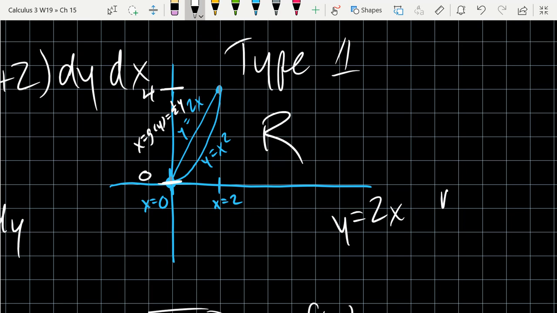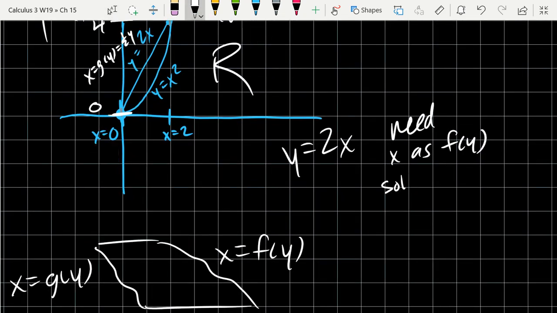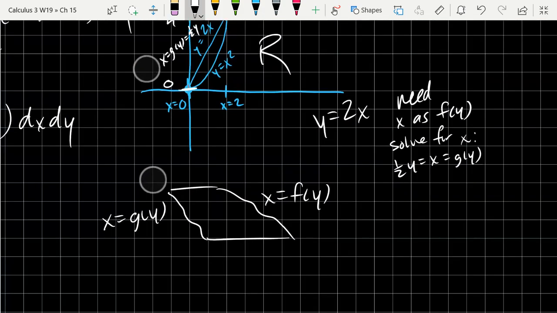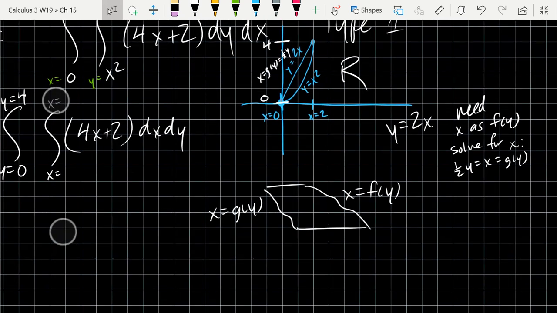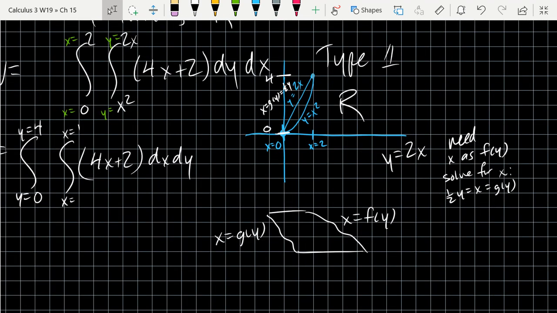So I need x as a function of y. So all we're going to do is solve for x. Same steps you're doing to invert a function. We're not swapping letters, or not swapping variables. We're just solving for the other variable. So I solve for x. 1 half y equals x, and this is our g of y function, 1 half y. And that's the little 1 half y.